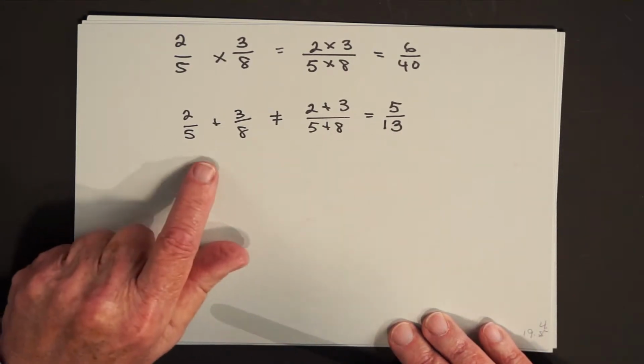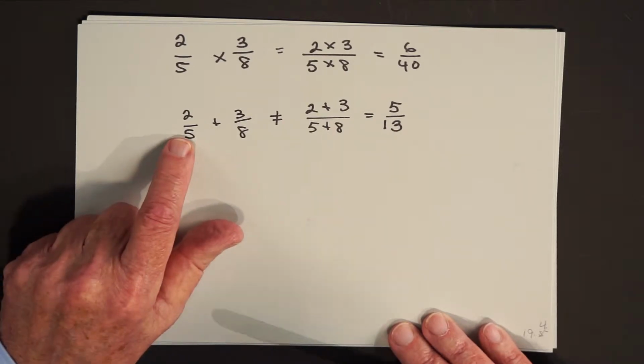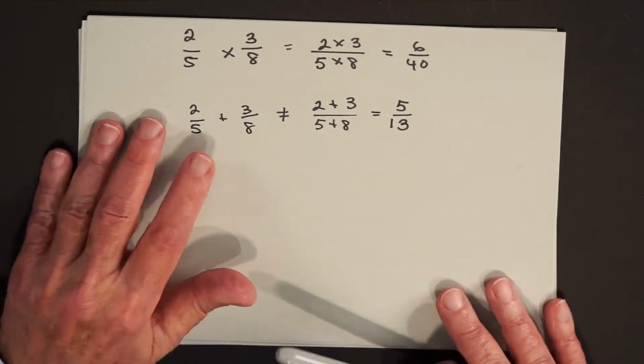5/13 is a number that's bigger than 3/8 but smaller than 2/5. How can that be the sum of the two? And the area model still works very nicely if you want to use it, if youngsters can still see area better than talking about arithmetic.